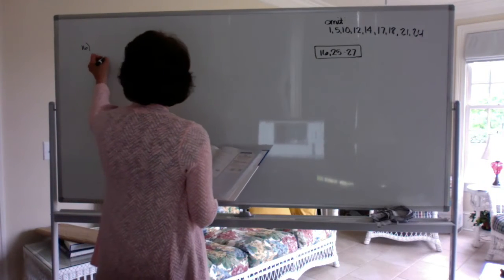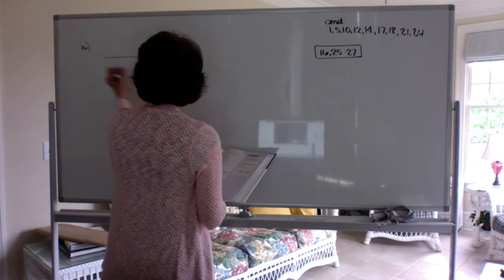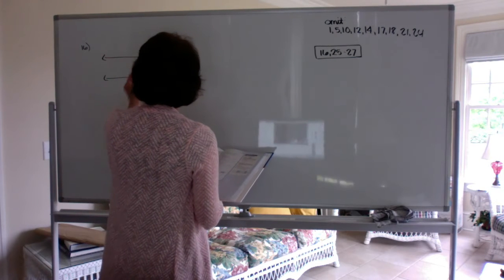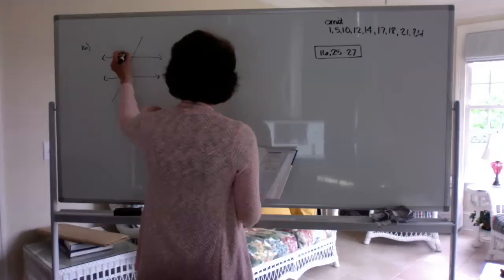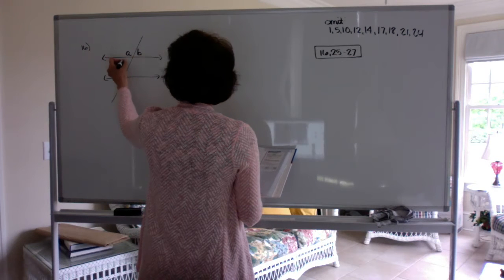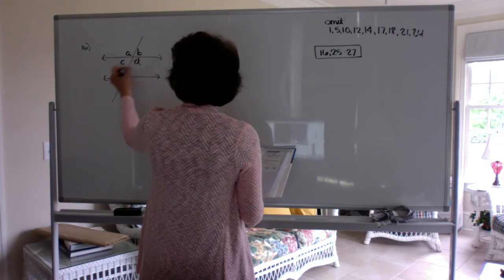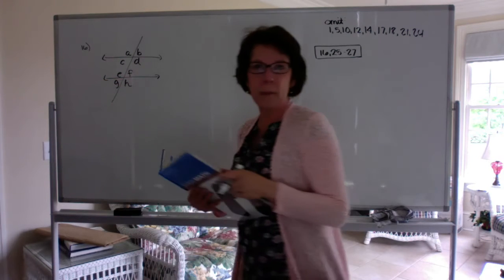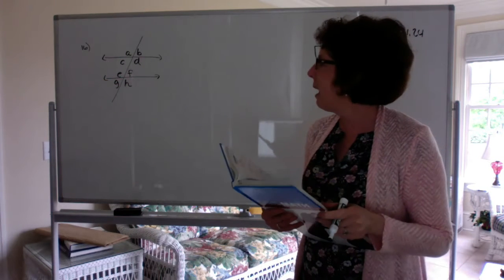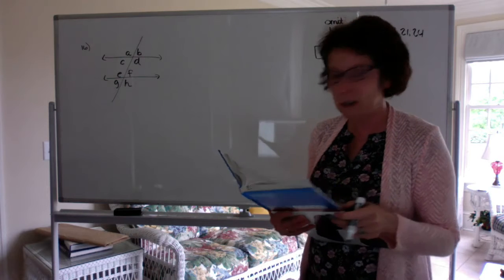All right, now I have 2 parallel lines. Sorry, my back is to you right now. And I've got a transversal. And instead of numbering 1, 2, 3, 4, the angles are A, B, C, D, E, F, G, H. I hope you have your homework worksheet right now because we're going to be doing number 16. So make sure you got that out.